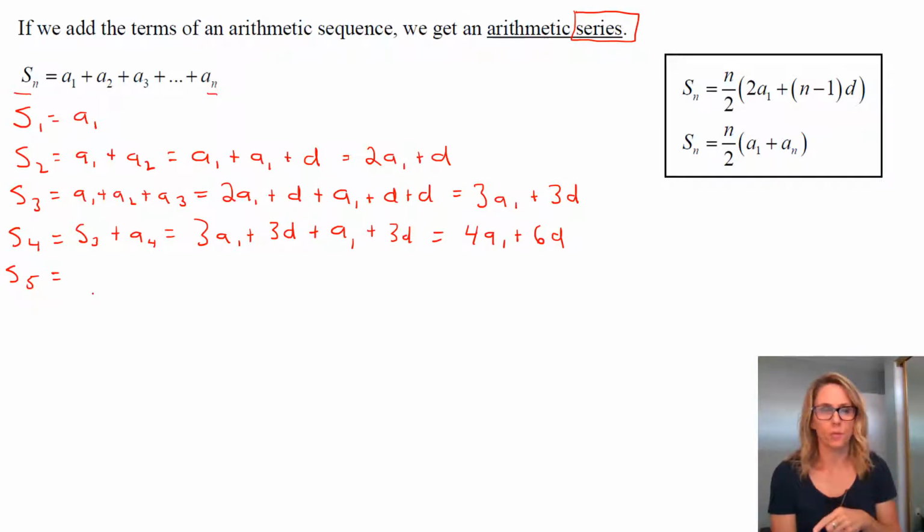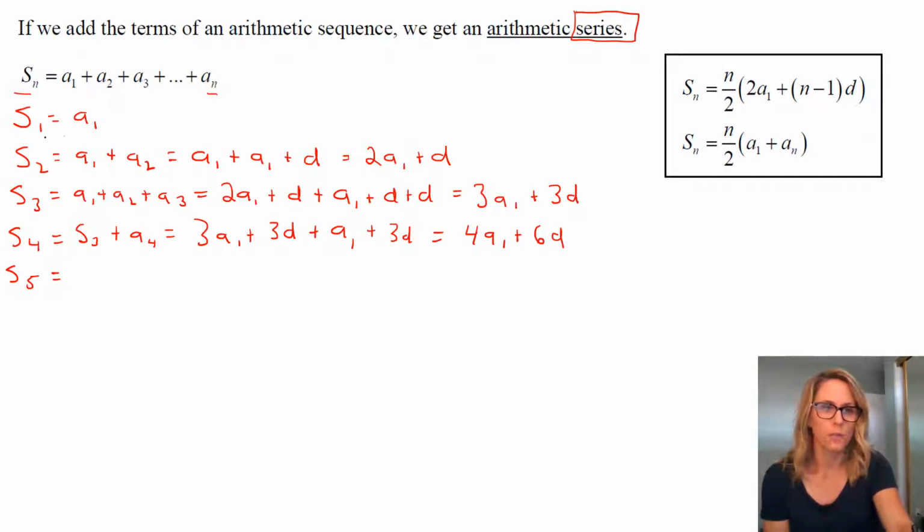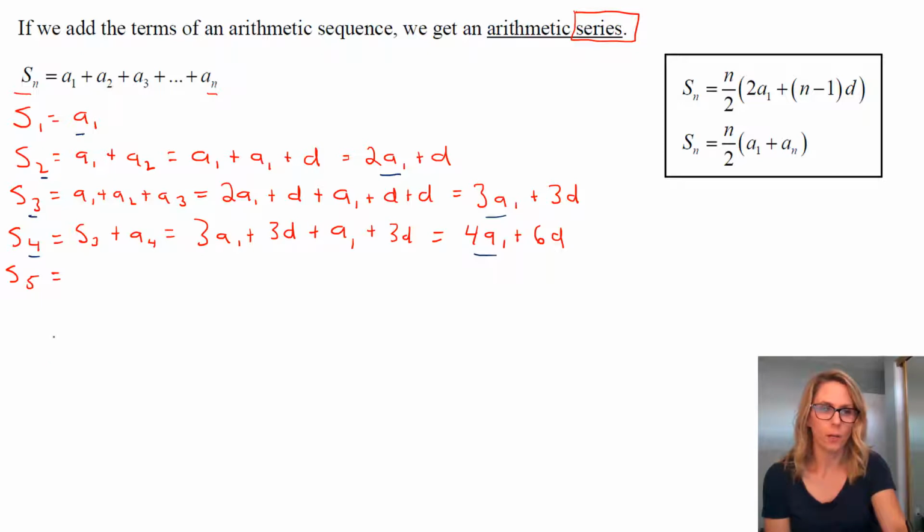So one thing you might notice, however, is the a sub 1 part. So just to give you that, you see that s sub 1 is a sub 1, s sub 2 has 2a sub 1, s sub 3 has 3a sub 1, s sub 4 has 4a sub 1. So you won't be surprised to find out that s sub 5 has 5a sub 1.